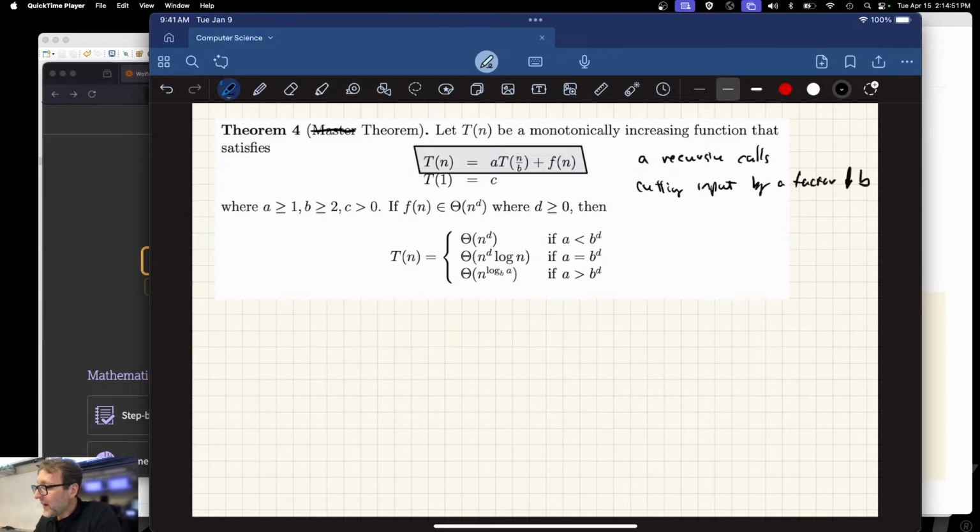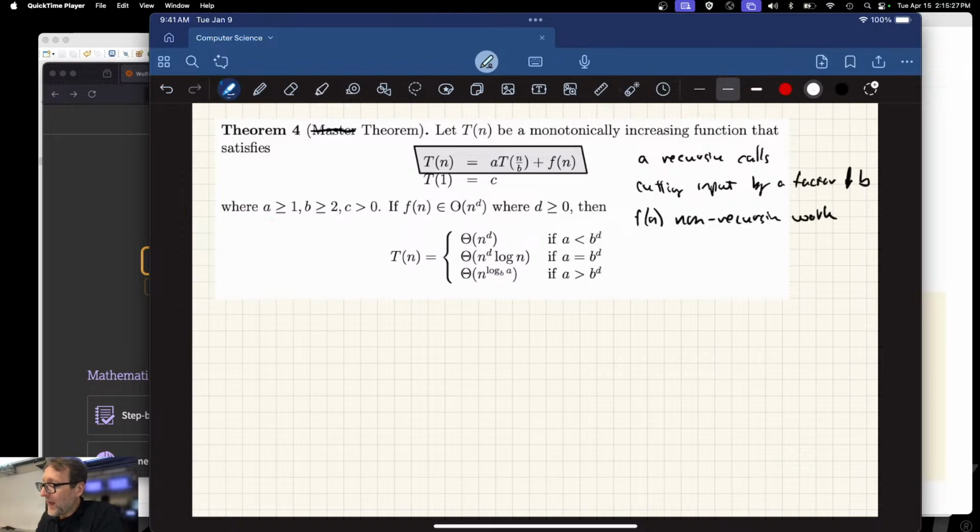and f of n is the non-recursive work that you're doing, then all you have to do is identify A, B, and D, where D is your f of n bound, think of this as big O. In fact, I can go ahead and get rid of that. There we go. Now it's definitely big O. That's theta. Theta is just another tight bound. Don't worry about it. But in any case, it's big O of n to the D. Then all you have to do is plug and chug.